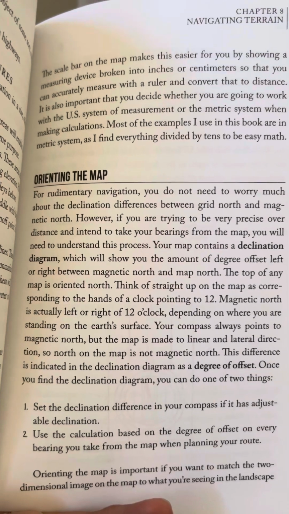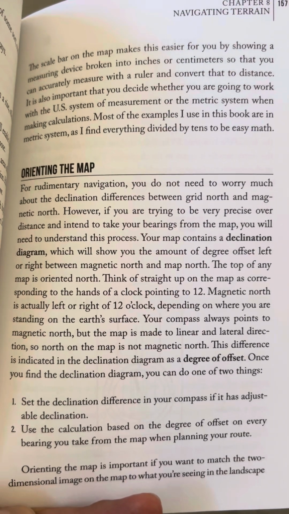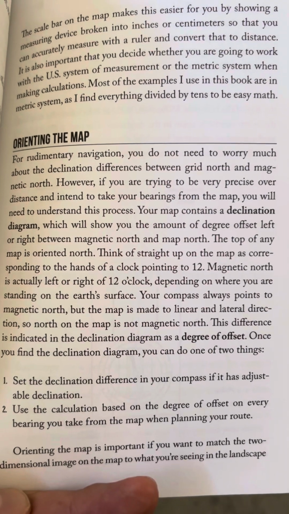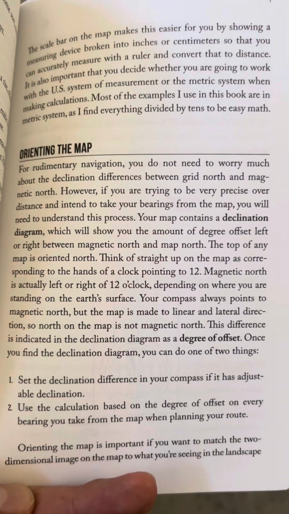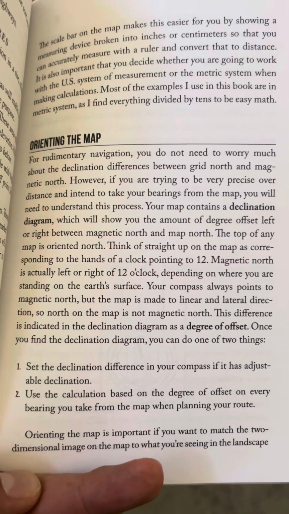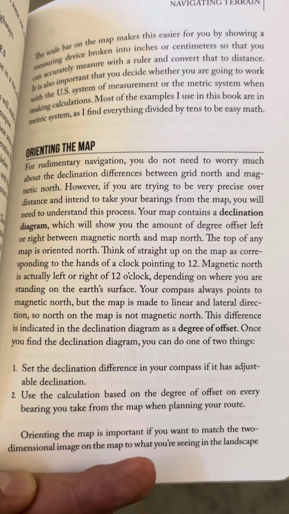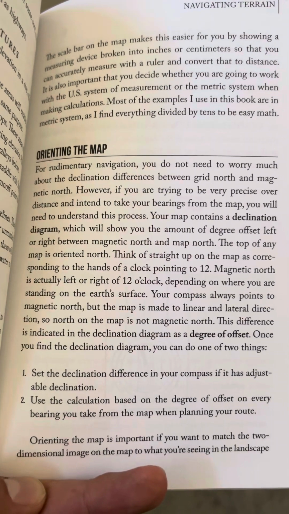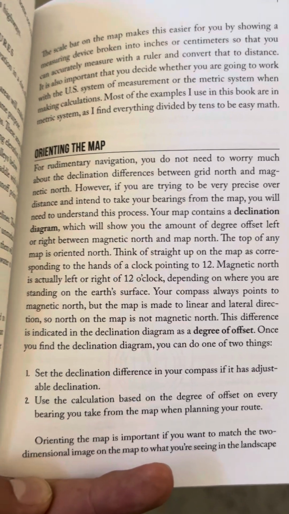Once you find the declination diagram, you can do one of two things. Number one, set the declination difference in your compass if it has adjustable declination. Number two, use the calculation based on the degree of offset on every bearing you take from the map when planning your route. Orienting the map is important if you want to match the two-dimensional image on the map to what you're seeing in the landscape. End of page.